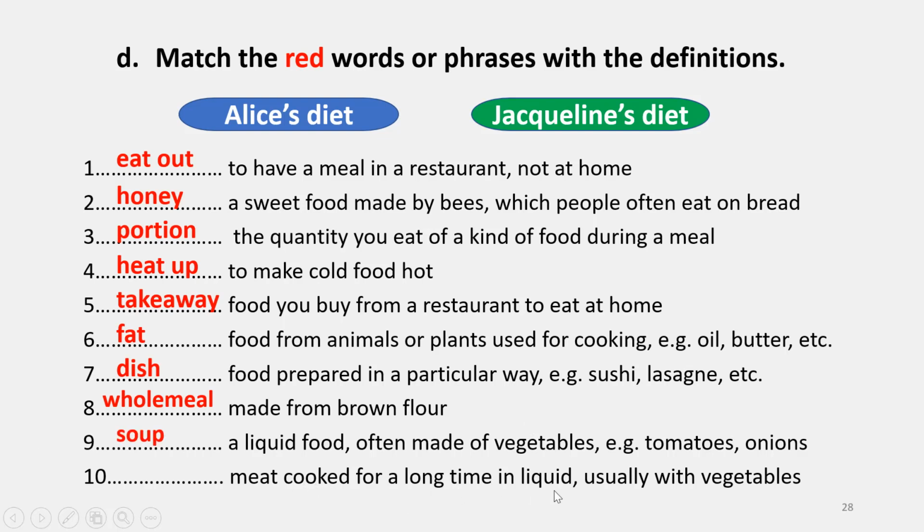Meat cooked for a long time in liquids, usually with vegetables. Yeah, it is stew, right? Okay.